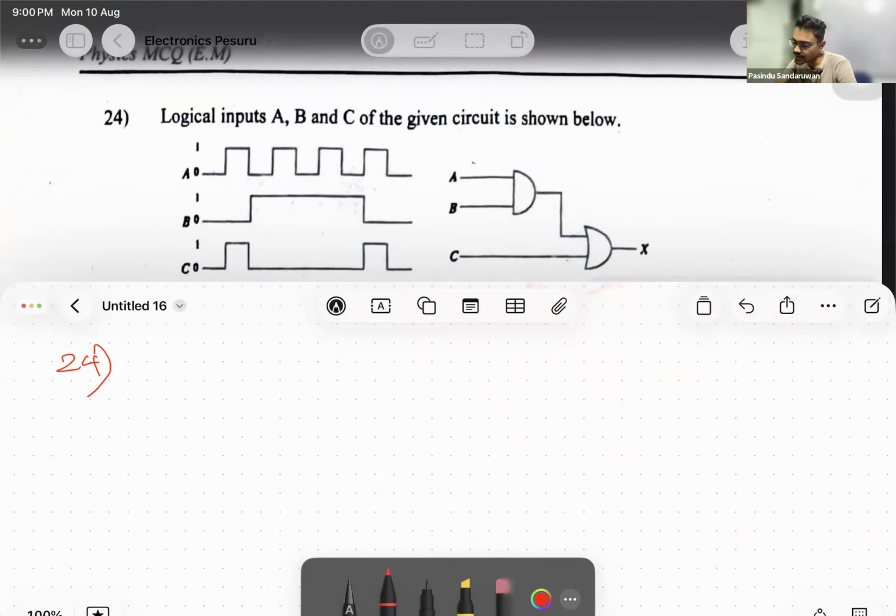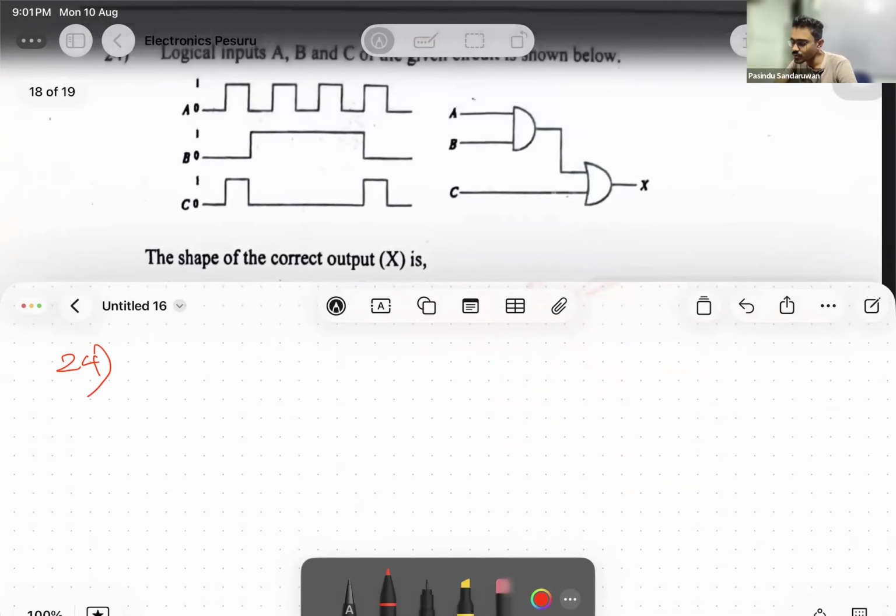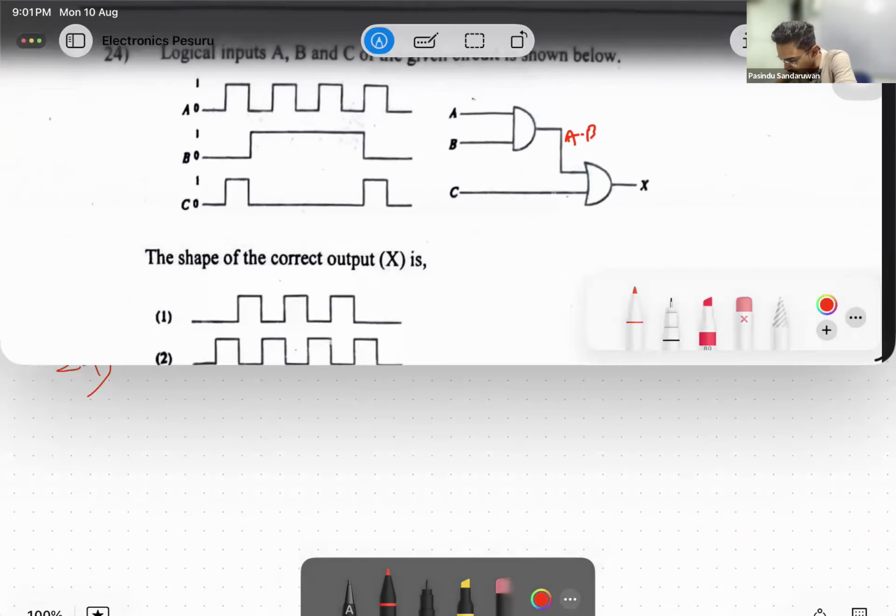Logical inputs A, B, and C of the given circuit are shown below. Right, the shape of the correct output is okay. Then get the Boolean expression again. A, B means now you are getting A dot B here, right? And C here. Then the output is A dot B plus C.